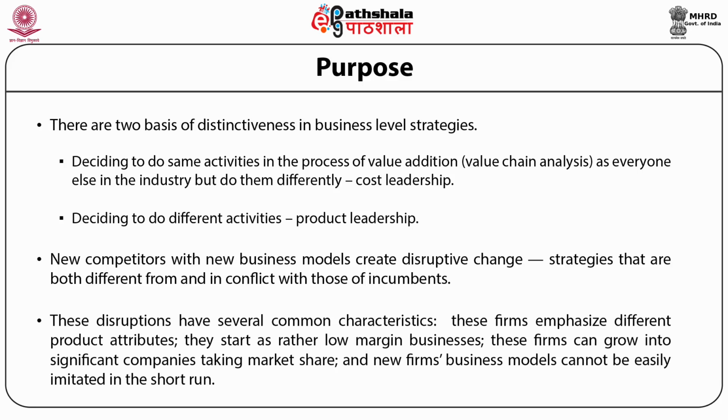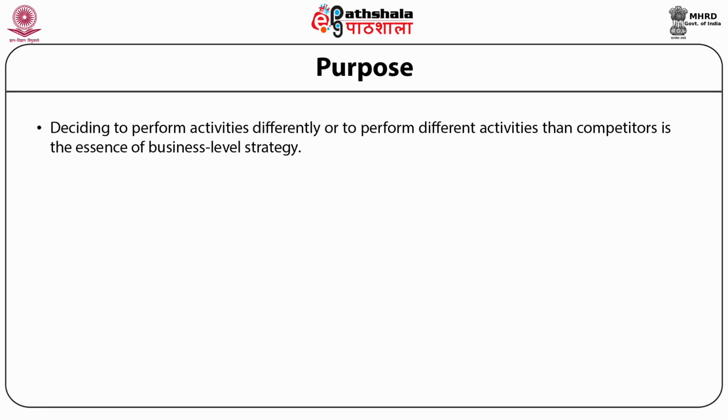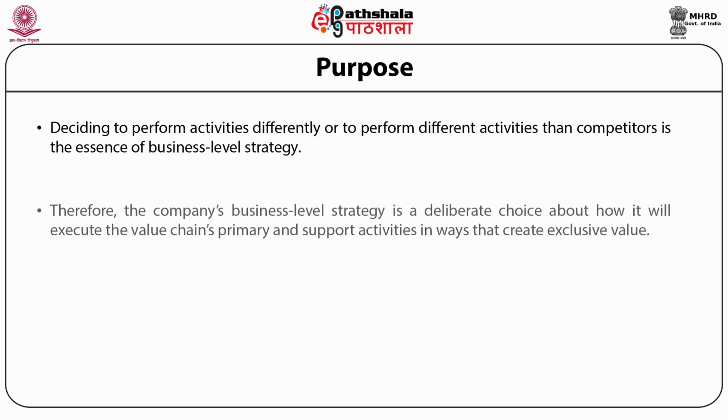These disruptions have several common characteristics. These firms emphasize different product attributes. They start as rather low margin businesses. These firms can grow into significant companies taking market share, and new firms' business models cannot be easily imitated in the short run. Now, deciding to perform activities differently or to perform different activities than competitors is the essence of business level strategies. Therefore, the company's business level strategy is a deliberate choice about how it will execute the value chain's primary and support activities in ways that create exclusive value.